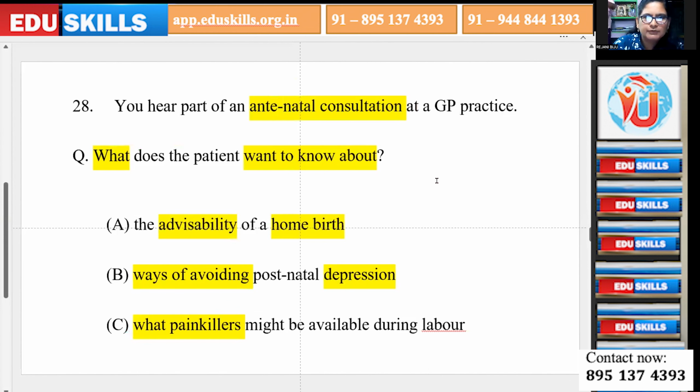Question 20. You hear part of an antenatal consultation at a GP practice. The question is, what does the patient want to know about? What is the patient's concern? Option A, the advisability of a home birth. B, ways of avoiding depression. C, what painkillers might be available during labor. So we have to keep in mind: advisability of home birth, ways of avoiding postnatal depression, and painkillers. Yeah, let's listen now.